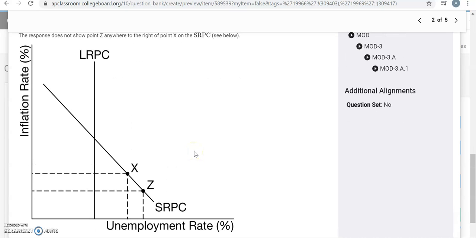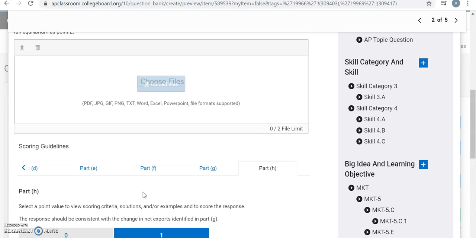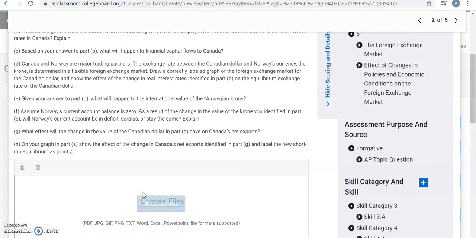Because Canada's net exports are decreasing, in the short run, that is going to be the new point of equilibrium. And that's the whole question.